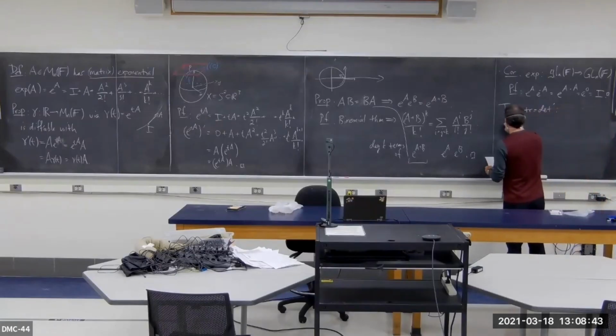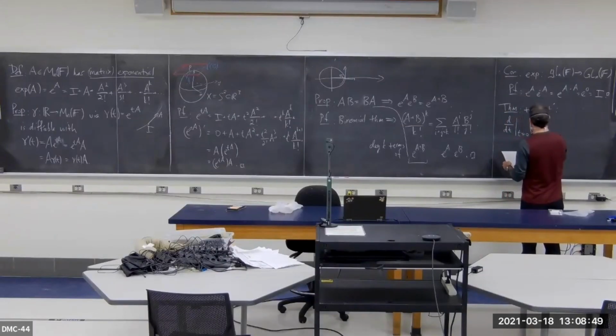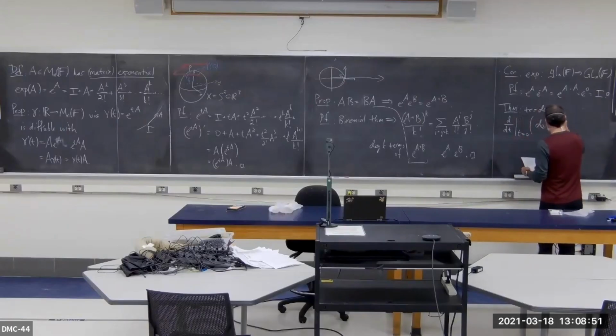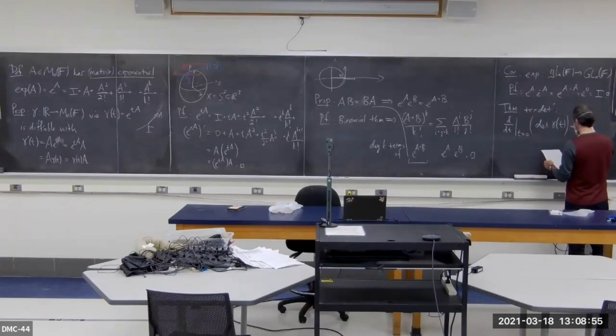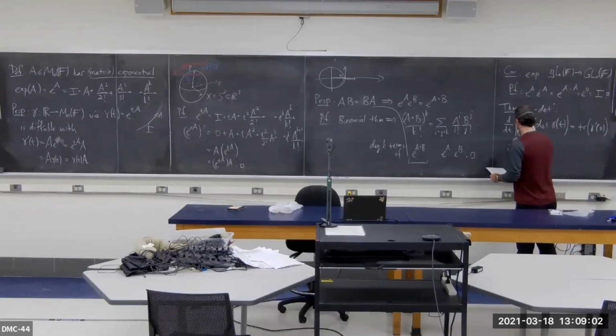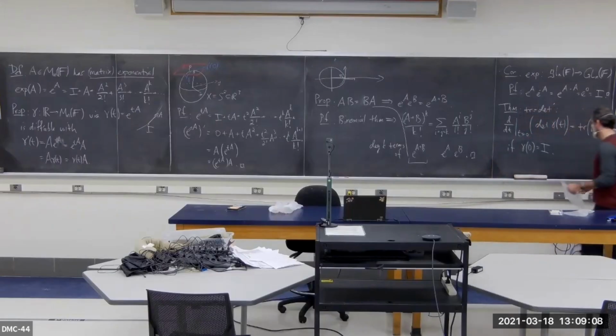So what I mean is that d/dt at t equals 0 of the path, that is the determinant of gamma of t, I claim is equal to the trace of gamma prime of 0, if gamma of 0 is equal to the identity.